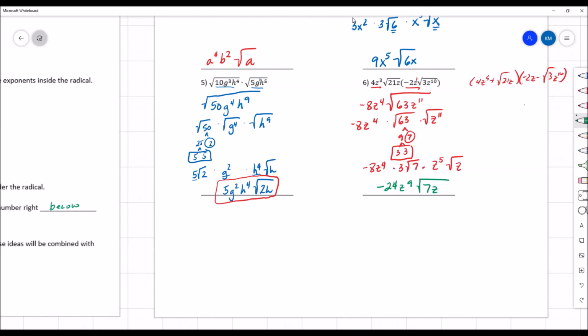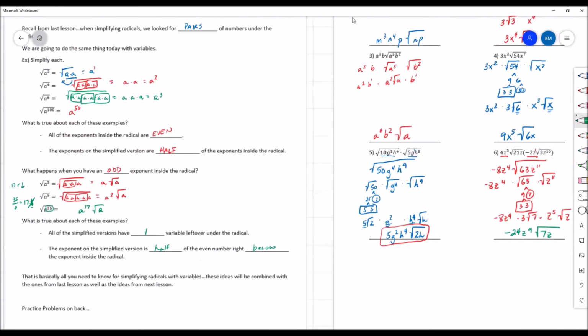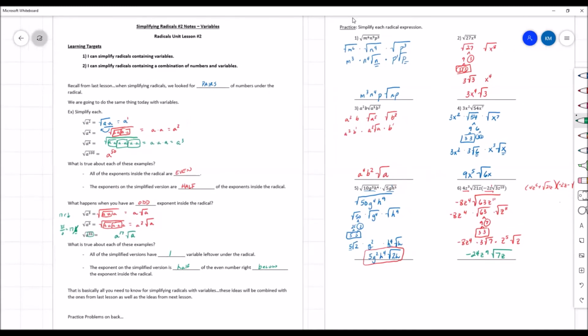Okay, so there we have it. That is simplifying radical expressions with variables. And added a little bit of variables to our numbers.